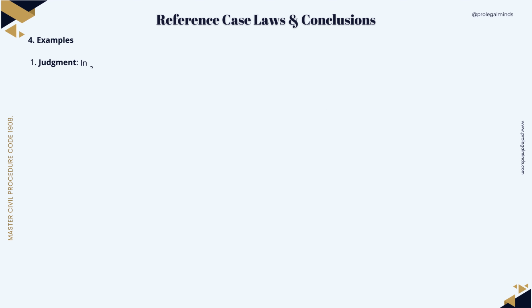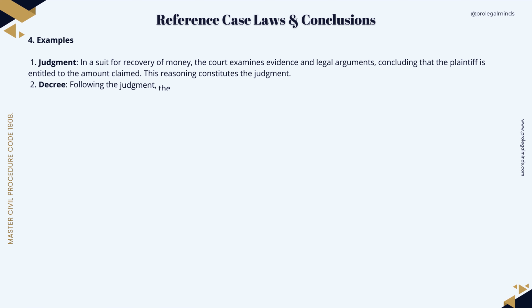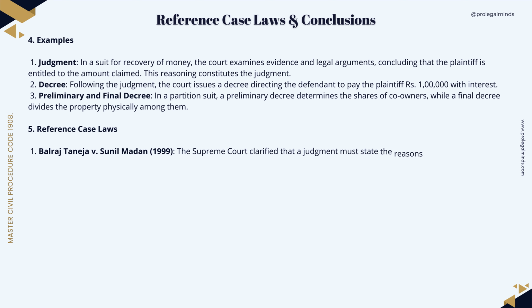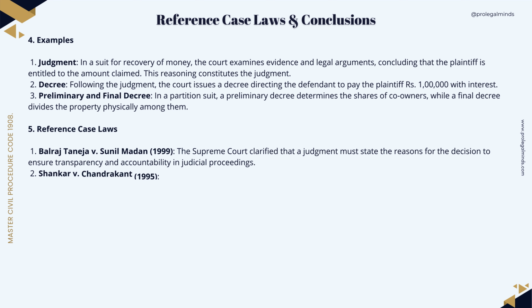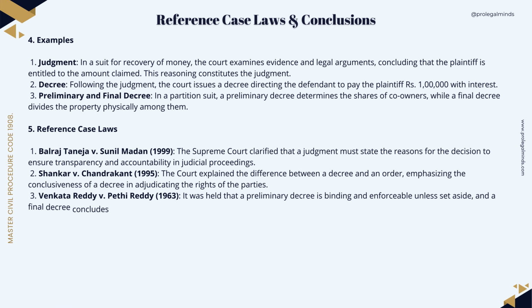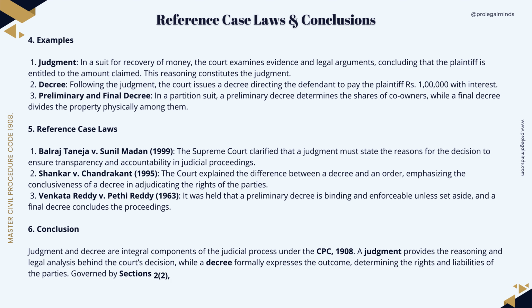4. Examples. 1. Judgment. In a suit for recovery of money, the court examines evidence and legal arguments, concluding that the plaintiff is entitled to the amount claimed. This reasoning constitutes the judgment. 2. Decree. Following the judgment, the court issues a decree directing the defendant to pay the plaintiff 100,000 rupees with interest. 3. Preliminary and final decree. In a partition suit, a preliminary decree determines the shares of co-owners, while a final decree divides the property physically among them.